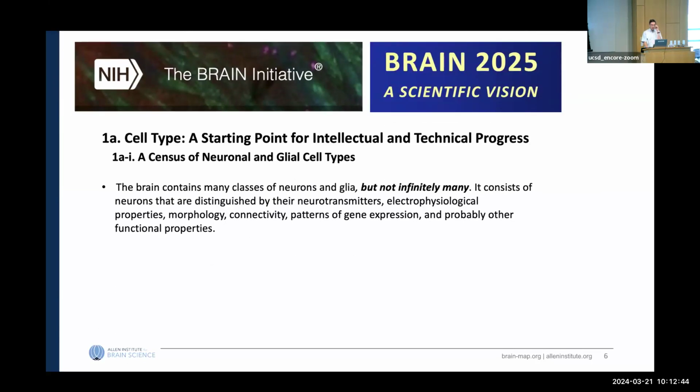They wrote this report called Brain 2025, written in 2014. You can find this report online. It's worth taking a look at. It sets out the scientific vision for how people would go about understanding and profiling cell types of the brain. And there's a quote from here which I just love. If you're a mathematical person, this is a great quote. It says, the brain contains many classes of neurons and glia, but not infinitely many. Well, that's sort of hilarious to a math person. How could there be an infinite number? You're a finite creature.